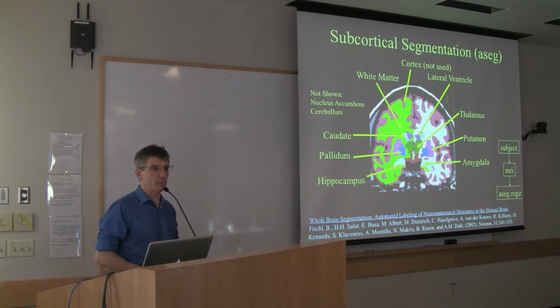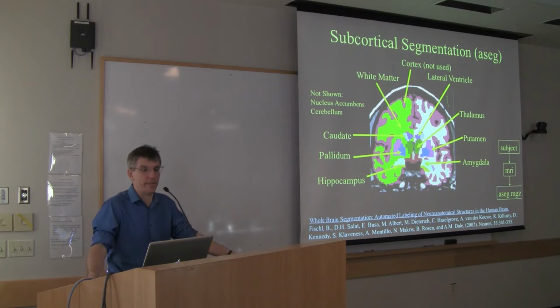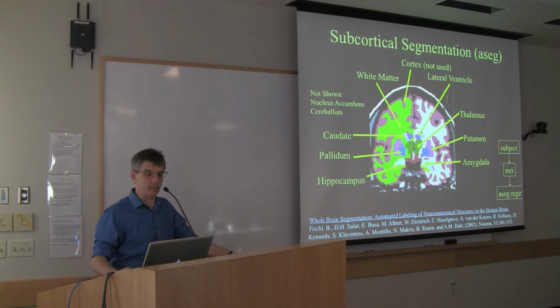So this is our subcortical segmentation, which you've already seen a couple of times already. This is called the ASEG, which stands for automatic segmentation. The paper that documents this is down below. It's from Bruce from 2002. And this just shows the different regions that we segment. So it's hippocampus, pallidum, caudate, white matter, thalamus, putamen, amygdala, nucleus accumbens, cerebellum, brainstem are all there.